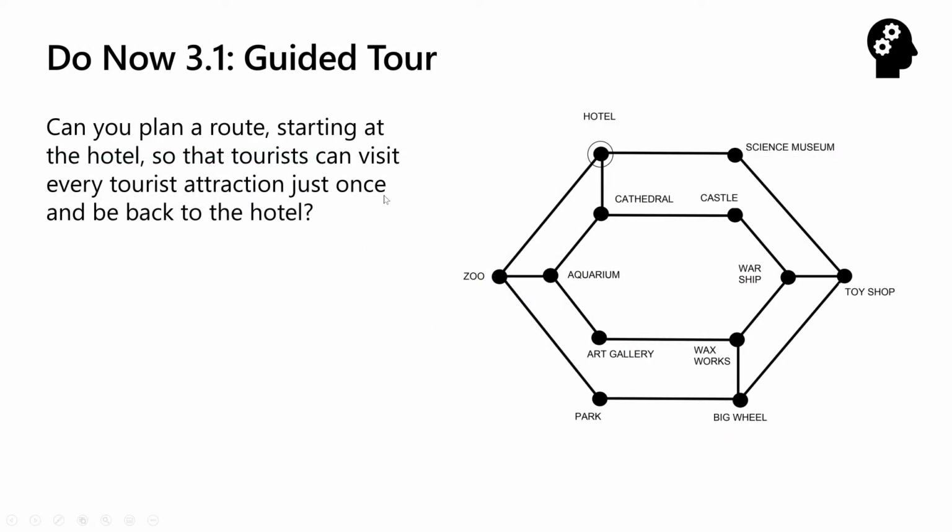In this do now activity, you're given a special kind of map called a tube map, which shows all the underground highways or underground pathways between the major attractions in a city. You are a hotel tour guide, and tourists staying in your hotel are expecting you to take them on a tour.